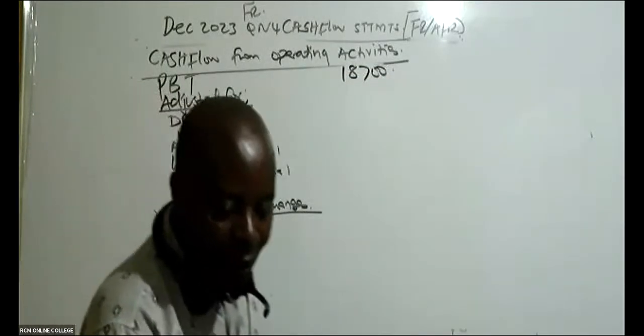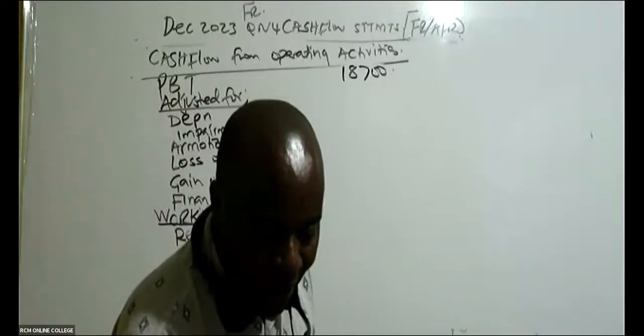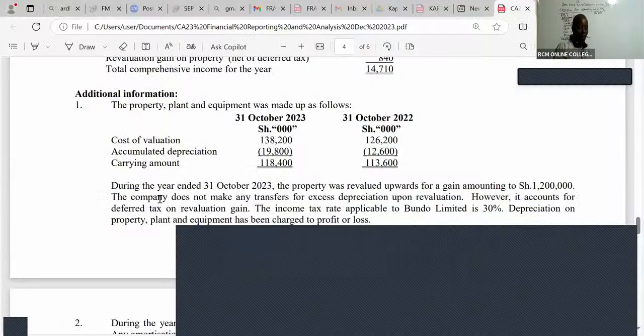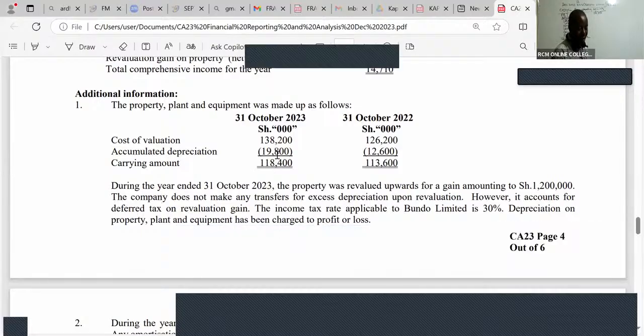Now from there, you continue reading this to get the other information. So what have they told me here, ladies and gentlemen? You can see here, we have accumulated depreciation. This is very, very important to me. End of 23, it was 19,800. End of 22, it was 12,600. So I can see the increase.